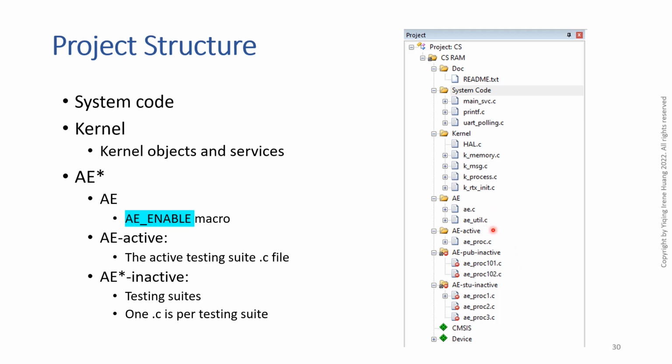And there's an AE active source group, which contains the active testing suite. So you can write more than one testing suite, and inside one testing suite, you can have more than one testing case. But at any moment, there's only one active testing suite that can be built with other files. And this group are the testing suites written by us, and this group are the testing cases written by you. Feel free to add more source code there. In order to use the functions inside this AE group, you need to have this macro enabled during compilation.